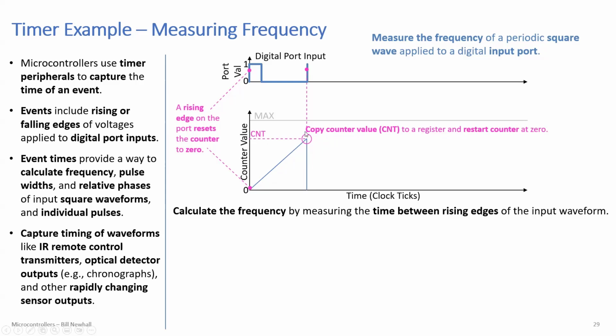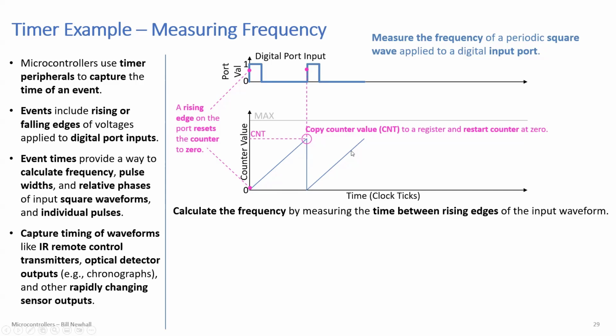Right? So I capture this value and then I restart the counter. So that counter value is going to be the time between rising edges. And well, it's an integer value, but you can tell by the rate of clock ticks what the time is in seconds. Okay, so then we continue on in time.